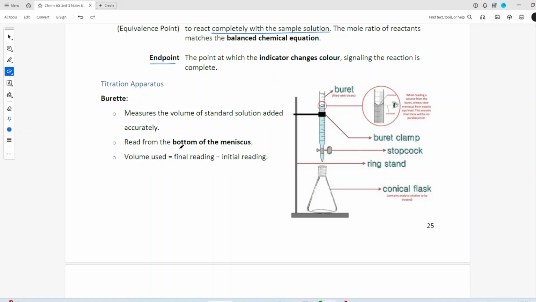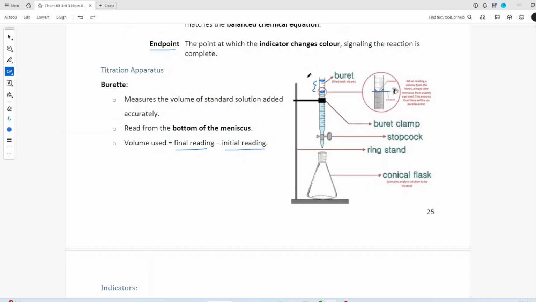You want to make sure you're always reading from the bottom of the meniscus, as you would with any liquid. And then the key thing with a burette is that you're measuring final versus initial reading. So what you're going to be looking at is you're going to have an initial amount of liquid, and then you're going to let some into your flask. And so the volume used will be the change between the final and the initial reading.